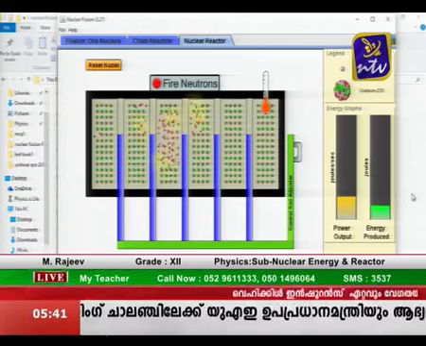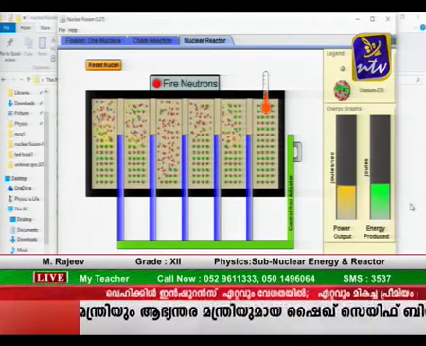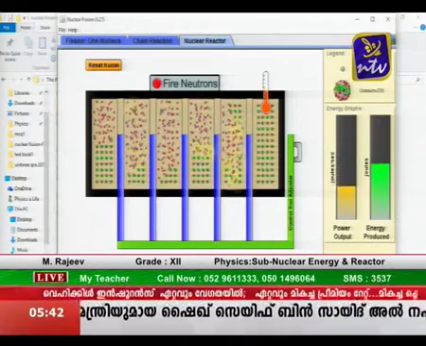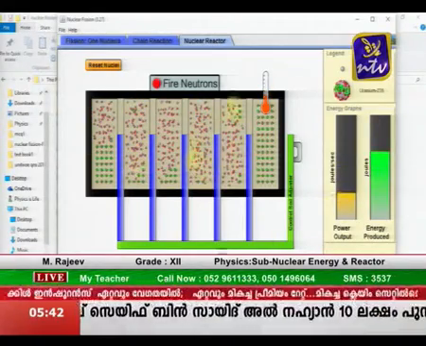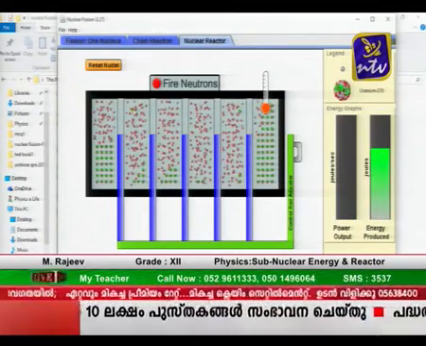See, this is leading to more reactions. The chain reaction keeps going. So by adjusting the control rods, you can see clearly a lot of energy is released. The green bar is very high. So a lot of energy is released during the reaction.